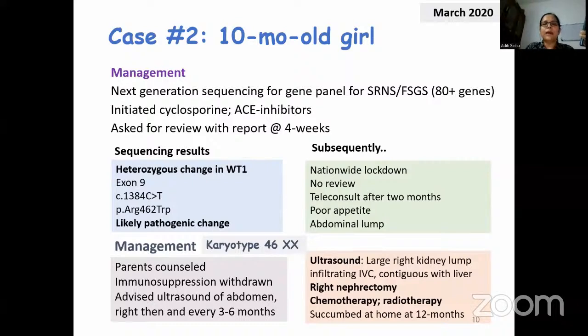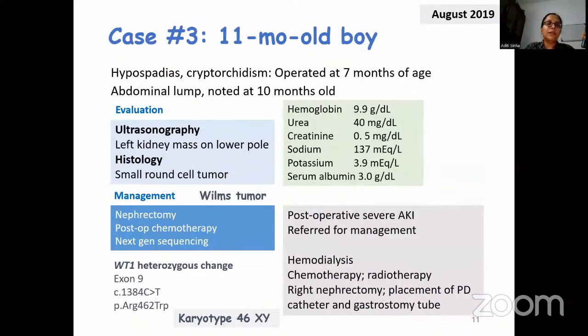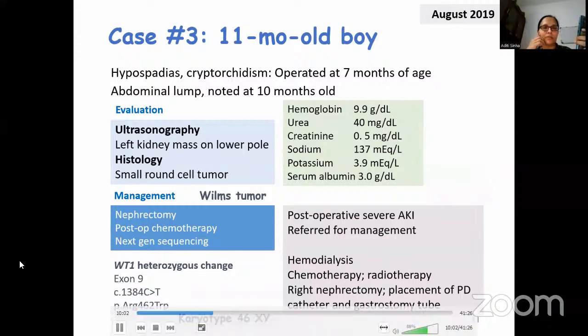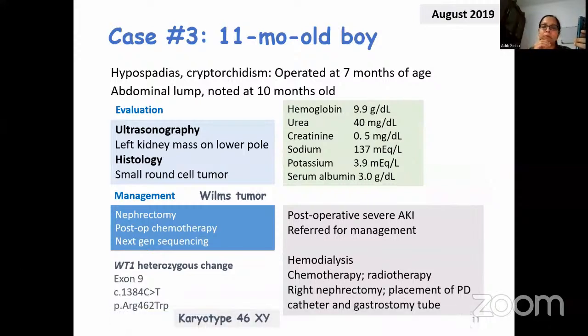And despite all forms of salvage, including chemotherapy, radiotherapy, and surgery, parents elected for a palliative care plan, and the child succumbed at home. The same identical mutation, but a different child. This child had presented to a pediatric surgeon at 7 months of age, where he was operated for hypospadias and cryptorchidism. An abdominal lump was noticed 3 months later and was confirmed to be that of a Wilms tumor by ultrasound as well as histology, which showed small round cells.